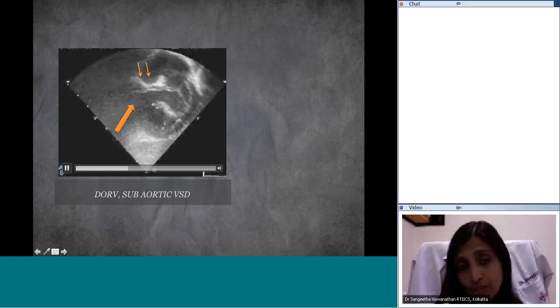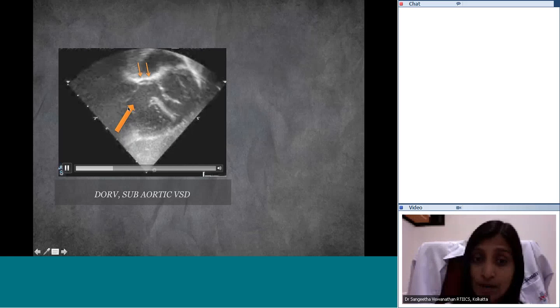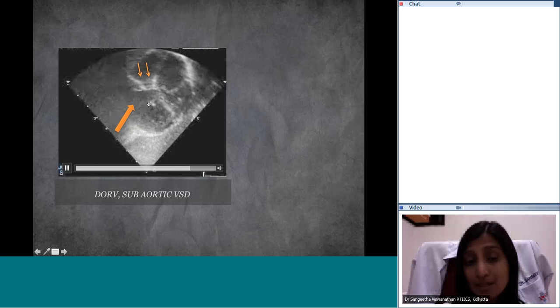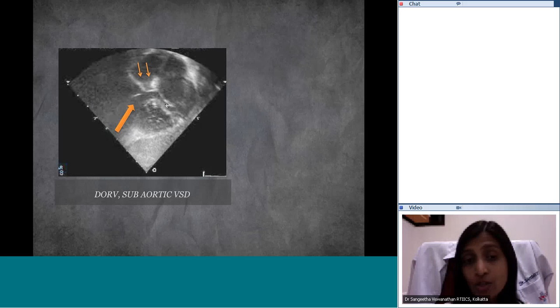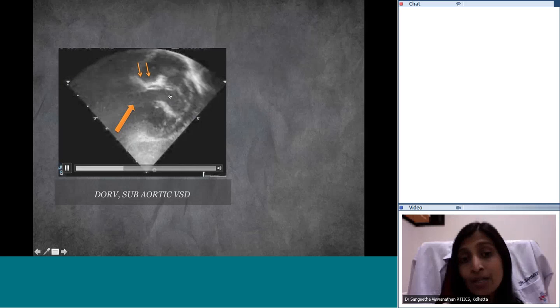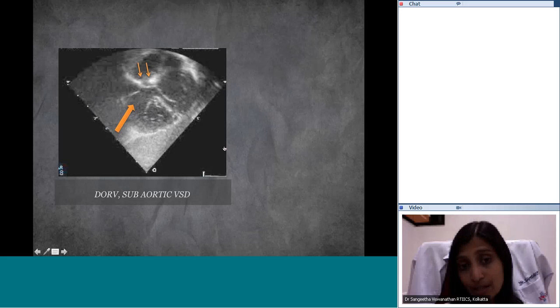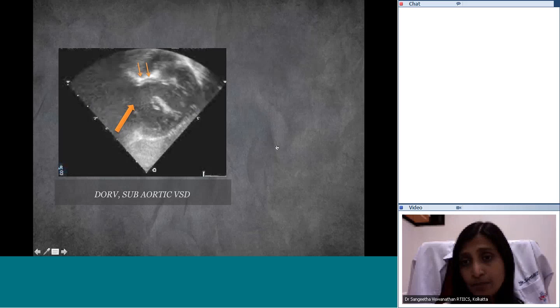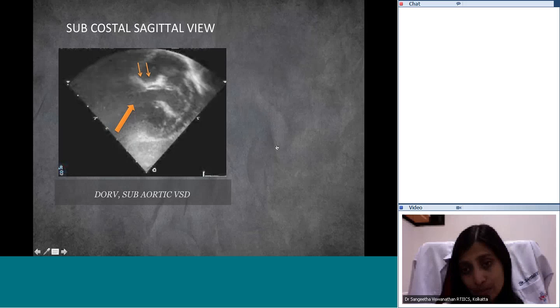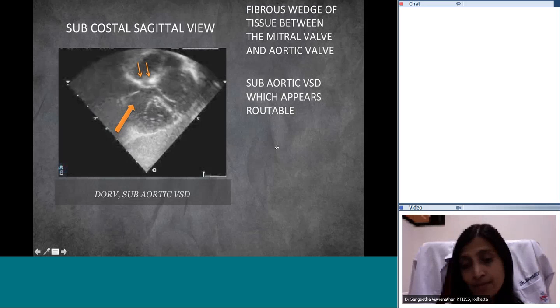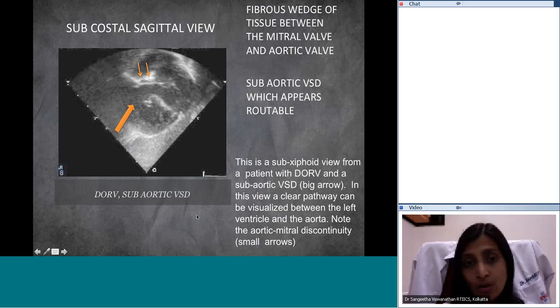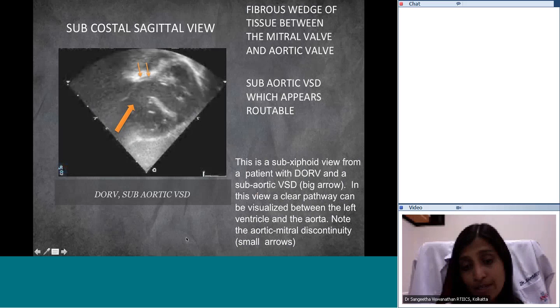So the aorta can be rooted to the LV, and the VSD appears large enough so as not to cause left ventricular outflow tract obstruction. So these are the considerations, and there appears to be no AV valve tissue or coronal tissue in between. So this appears to be a rootable DORV with a subaortic VSD. So I think these points we have already discussed. Excellent. So this is the DORV with a subaortic VSD which appears rootable.